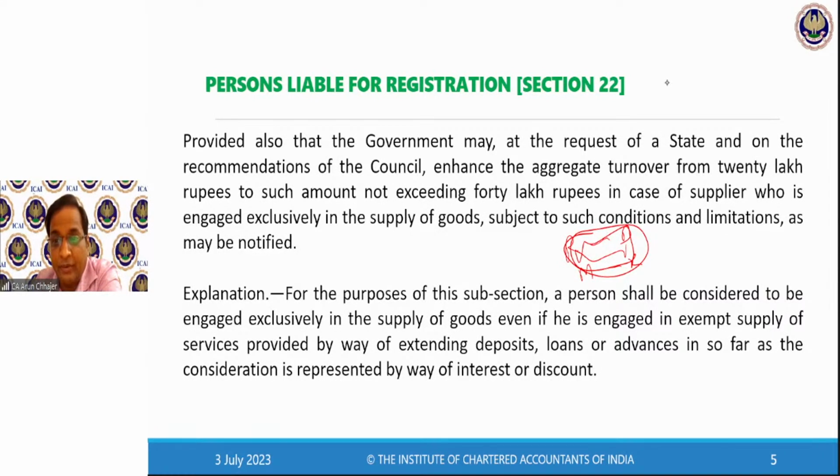So it means aggregate turnover. Yes, aggregate turnover is to be calculated on a PAN basis, not on a GSTN basis. So if it is PAN based, then it will definitely be the same for all the GST registrations. They would be considered in the aggregate turnover as well. Yes, absolutely correct.